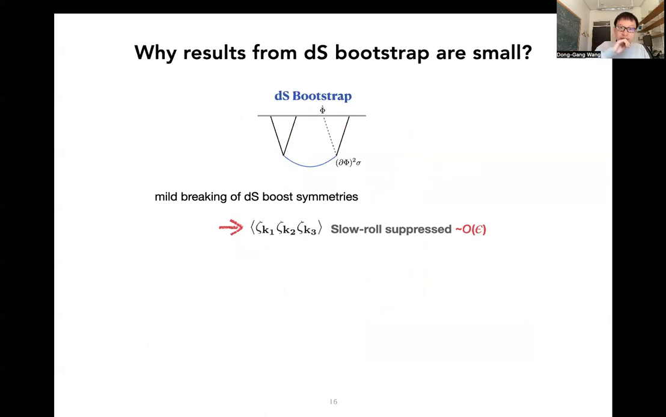So let's first look at the size of the signal. Why the results from the bootstrap are expected to be small. If we look at this Feynman diagram of the bootstrap, basically we are taking one external leg to the background in the end of the computation, and this gives us a phi dot. And this corresponds to a mild breaking of the de Sitter boost symmetry. So in this process, we found that the 3-point function of the curvature perturbation is proportional to epsilon.